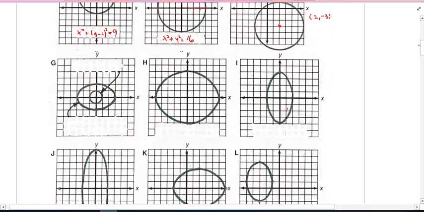Oh, we got the I for G. See, the eyeball. Okay, sorry. Let's go back. Let's just do math.